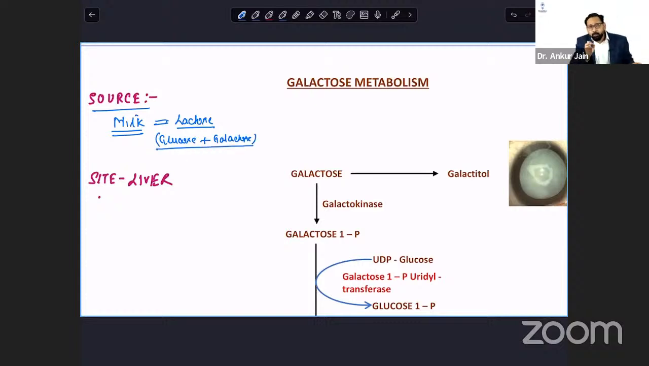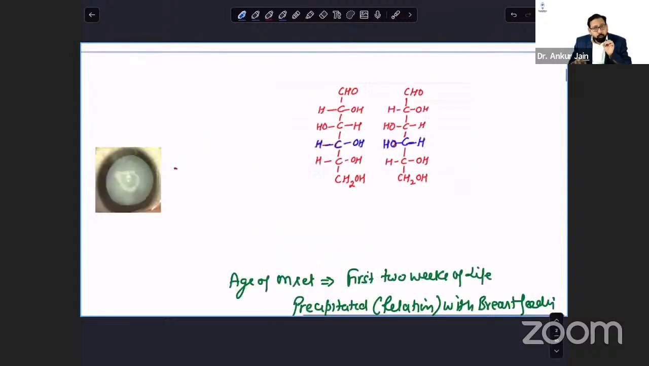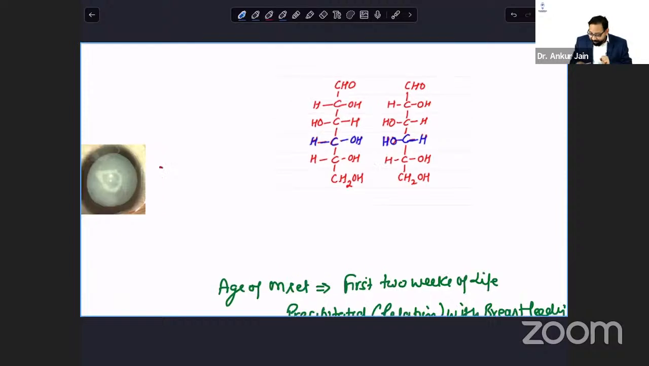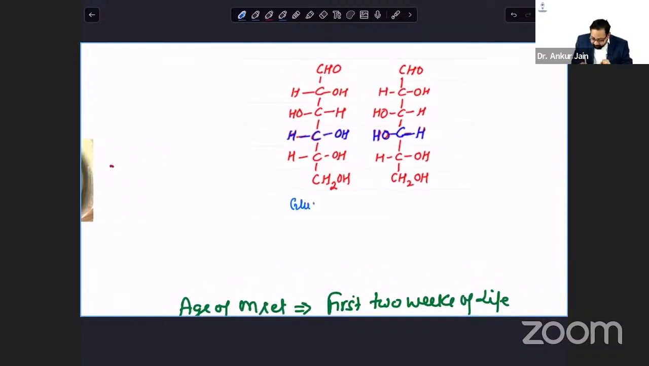What is the site of galactose metabolism? The main site is liver. Liver is the main organ of metabolism. Most of the pathway occurs in liver. If you want to simplify galactose metabolism, you must understand the structure of galactose. Galactose and glucose are epimers. We know C6H12O6 is the molecular formula of glucose and galactose. So this is glucose. This is galactose.